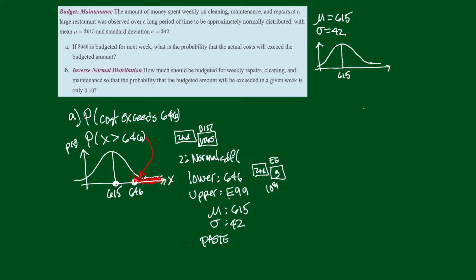And when we paste, I'm getting this. I better do it up here. I can't see any of this, but it says normal CDF. It says 646, E99, 615 is the mean, 42 is the standard deviation. We're going to press enter to make it compute. And when I press enter, I'm getting 0.2302228... I'm going to round off to 4 places.